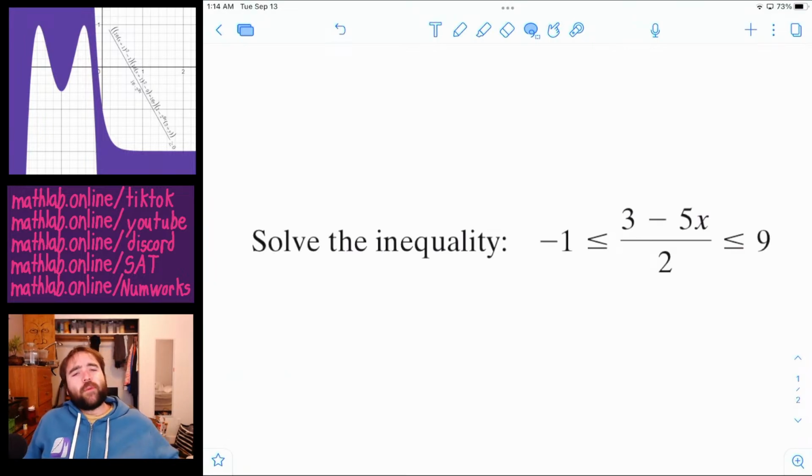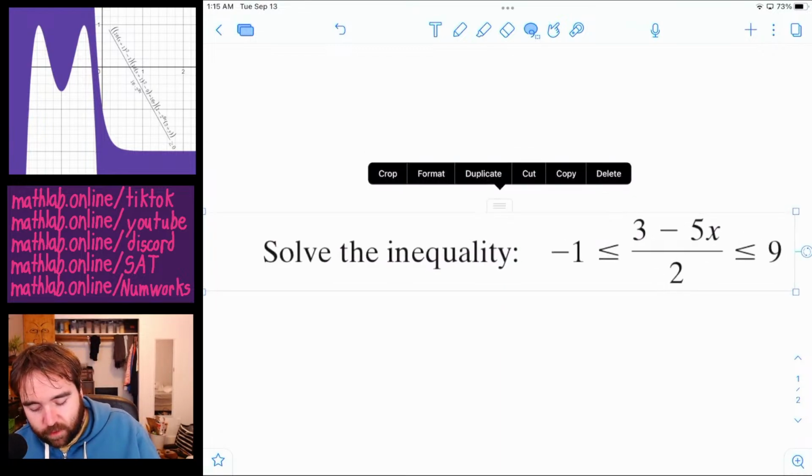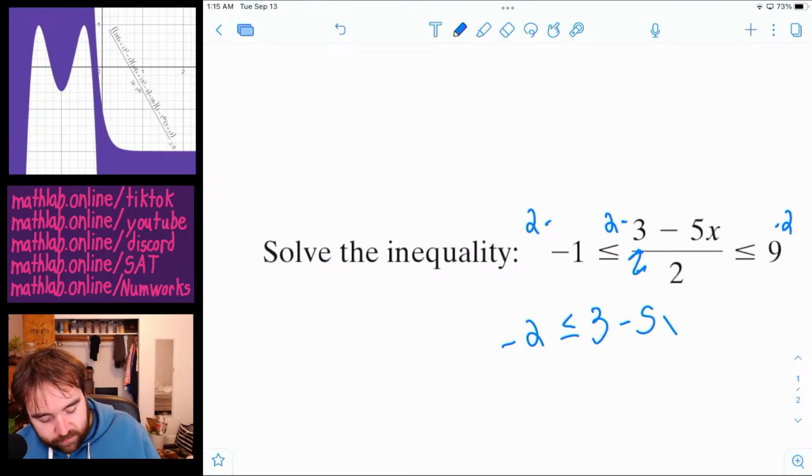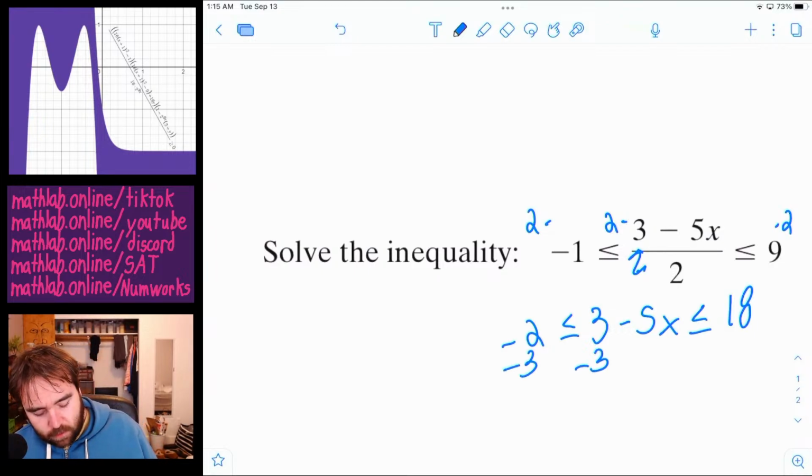Alright, let's go. So we got another inequality to solve. I think we just have so many examples just to point out all the differences, but then also just to point out that they're all kind of the same. We got a couple little twists here, though. So for one, we need to get rid of that divide by 2. So let's start off by multiplying everything by 2. So multiply this side by 2, multiply this side by 2, multiply this side by 2. So we'll have negative 2 is less than or equal to 3 minus 5x, which is less than or equal to 18. And then we're going to need to subtract the 3 from everything.